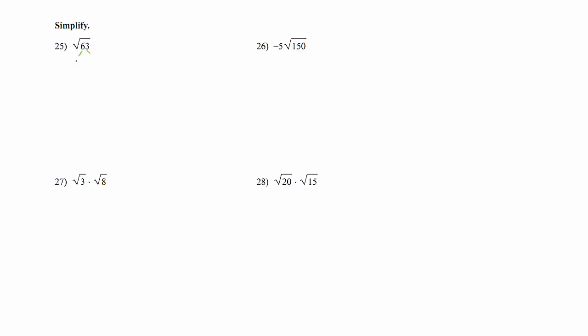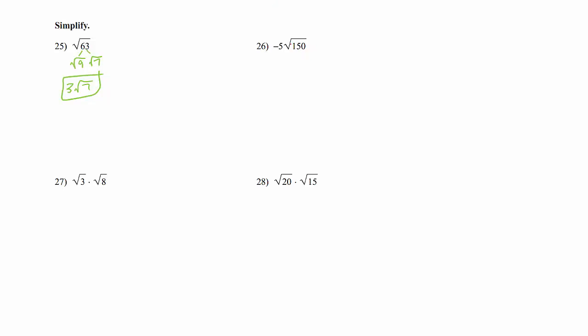So like 63, I'm looking for a perfect square factor like 9. So I'm splitting 63 up into the square root of 9 and the square root of 7, and saying I know the square root of 9 is 3, I don't know what the square root of 7 is, so I leave it under the square root. And that is our answer.